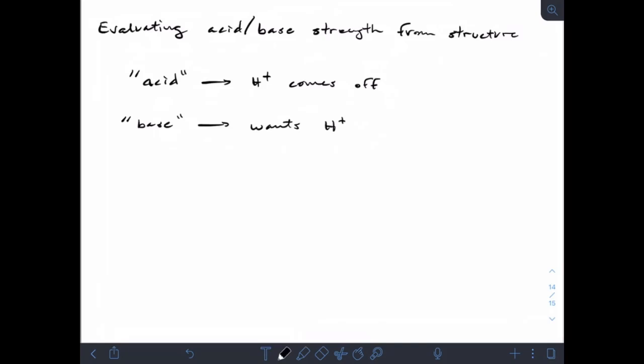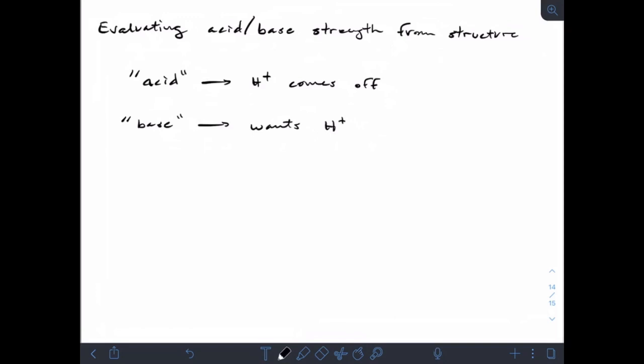In this video, we'll be talking about evaluating acid and base strength from structure. There are a number of ways that we can do that. In a very simple sense, in an acid the H plus comes off, and a base wants to pick up an H plus. So when we're trying to evaluate the strength of an acid or a base, we want to look at how easily the hydrogen comes off, or how strongly the molecule will attract a hydrogen.